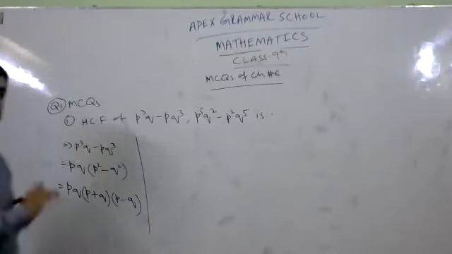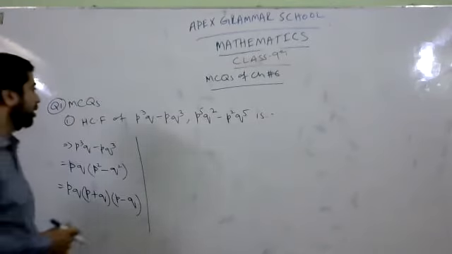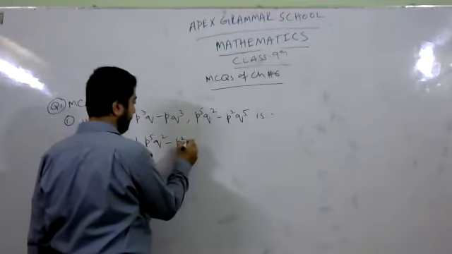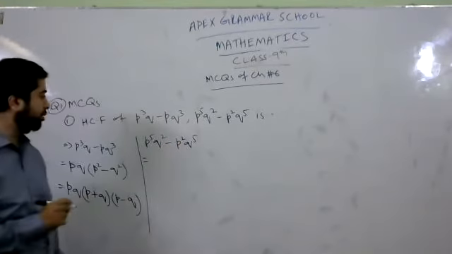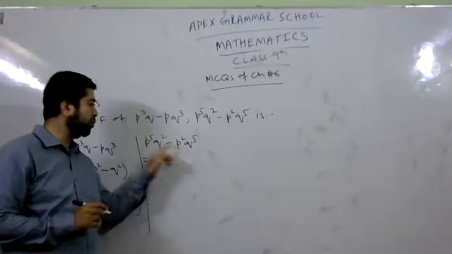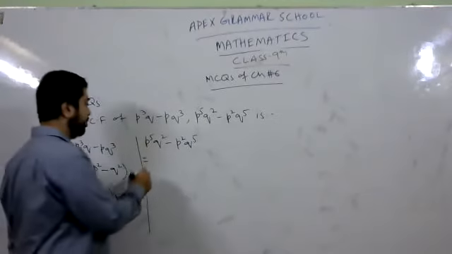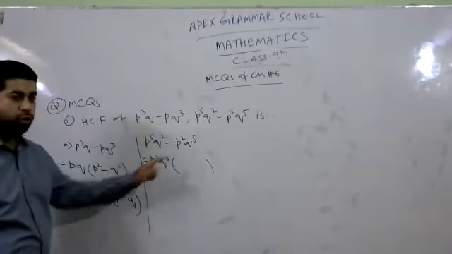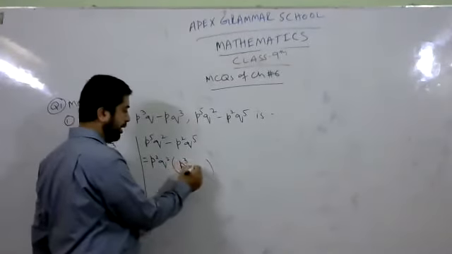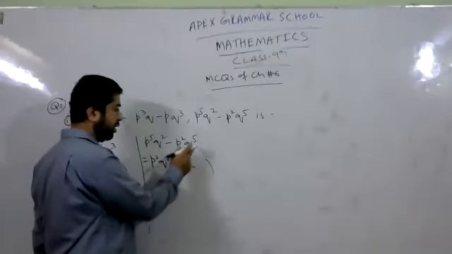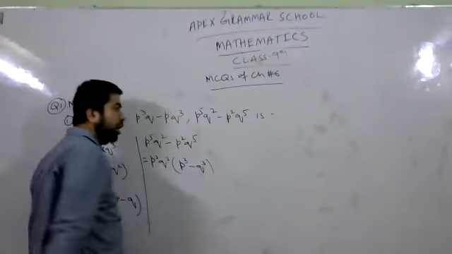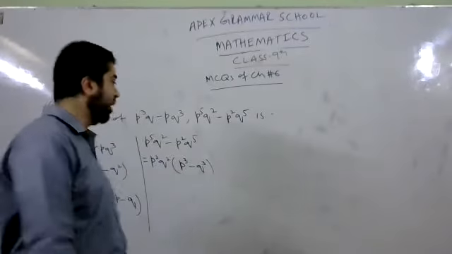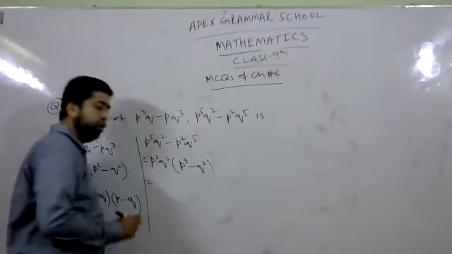The second is, these all MCQs are just like short questions. What is common here? The smallest power of P is P², and the smallest power of Q is Q². So P²Q² is common, and you are left with P³ minus Q³. P³ minus Q³ means the formula a³ minus b³, which you already know.